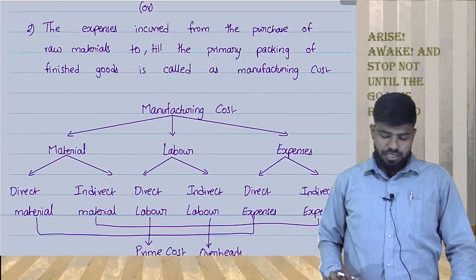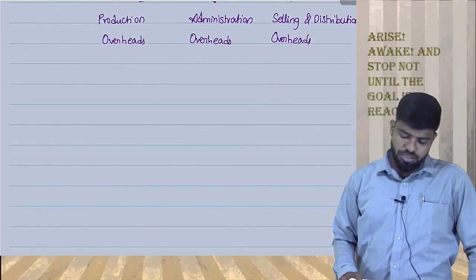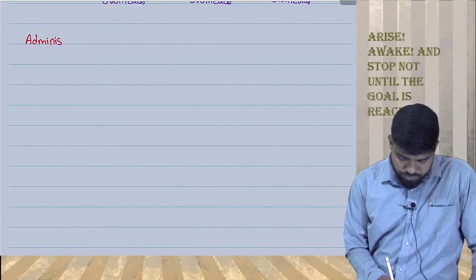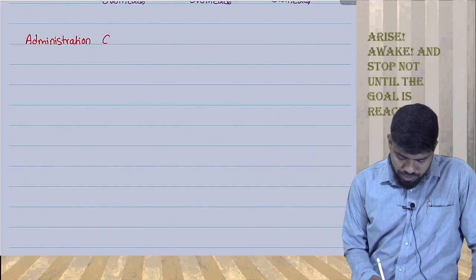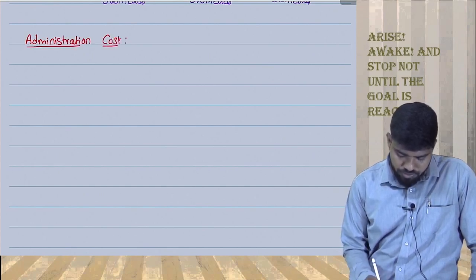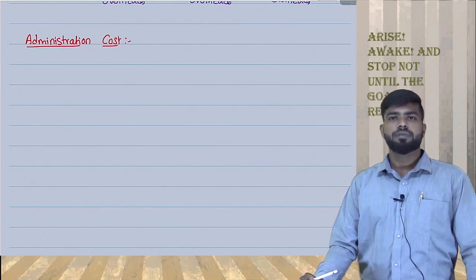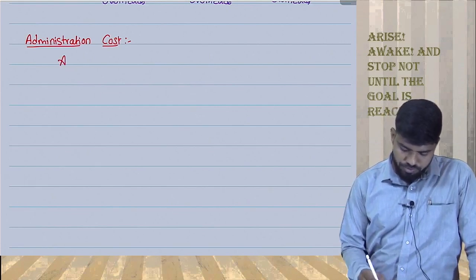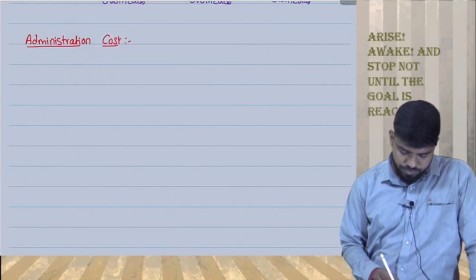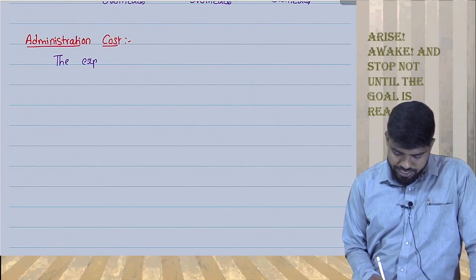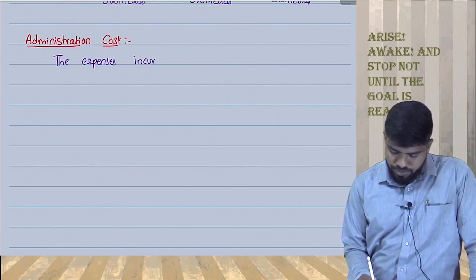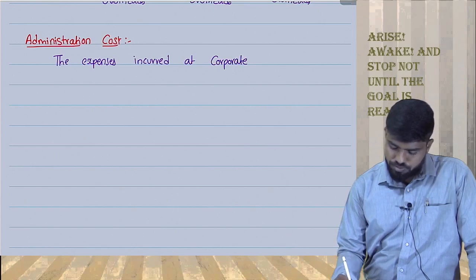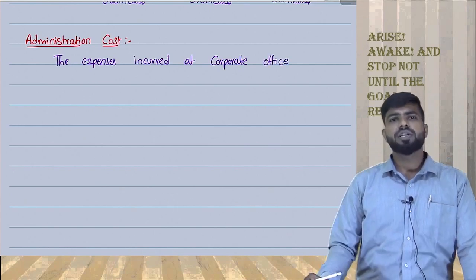Okay, now see, we are done with the manufacturing cost. Next, administration cost. Okay, what is administration cost? The expenses incurred at corporate office. The expenses incurred at corporate office. What is corporate office? Administration office.